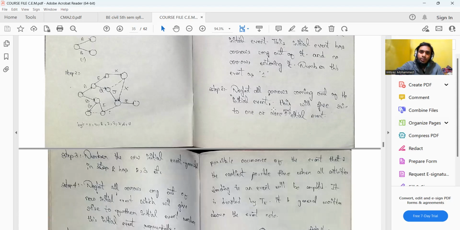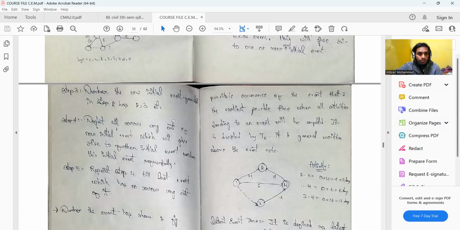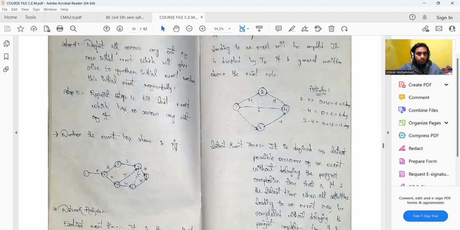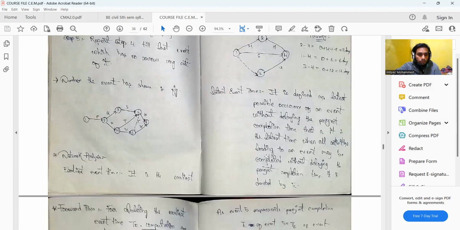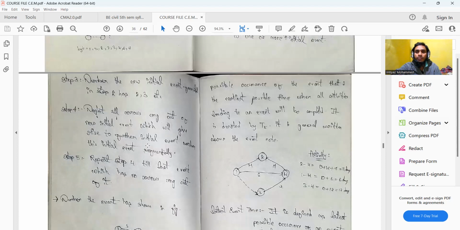We can notice that we have all arrows coming out of the initial event, and that gives rise to one or more new initial events. Then we number the new initial events generated in step 2 as 2, 3, and so on. Again, in step 4 we neglect all the arrows coming out of these new initial events. That gives further rise to other initial events, which are again numbered logically. This step is repeated till the last event, when we have no arrow coming out of it. This way we number the events, and this is an example of the application of Fulkerson's rule. Please make sure that you go through it.